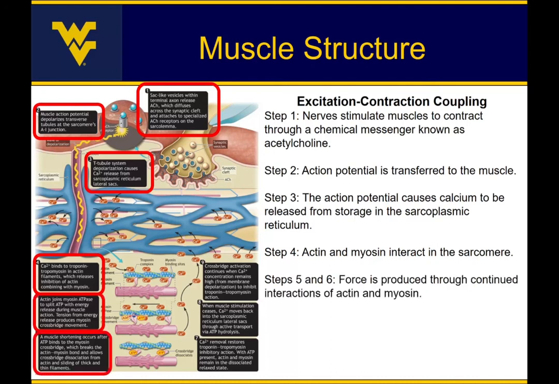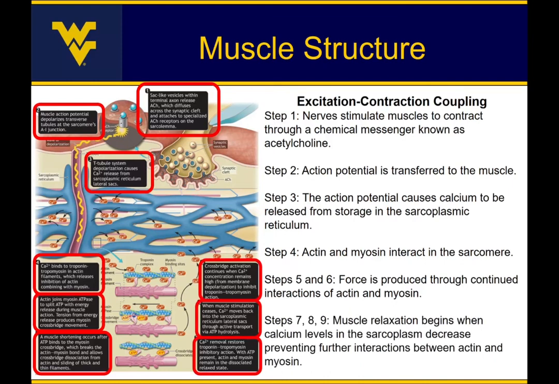In steps 5 and 6, force is produced through the continued interactions of actin and myosin. In steps 7, 8, and 9, we can see that muscle relaxation can be initiated following contraction. And this begins when calcium levels in the sarcoplasm begin to decrease, preventing further interactions between actin and myosin.